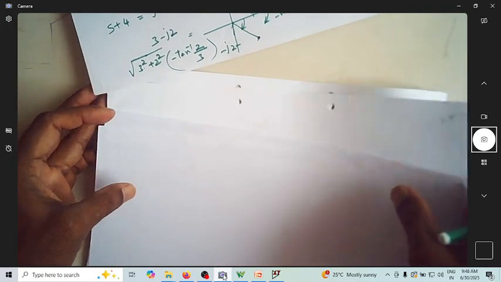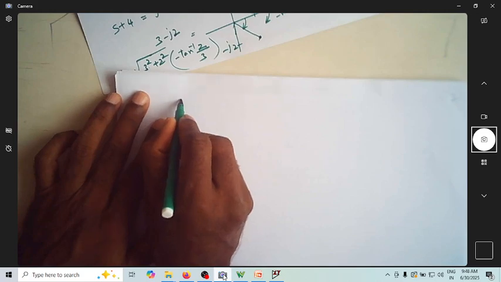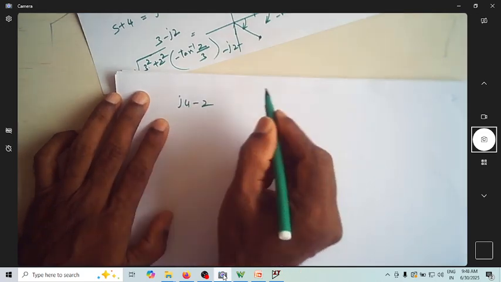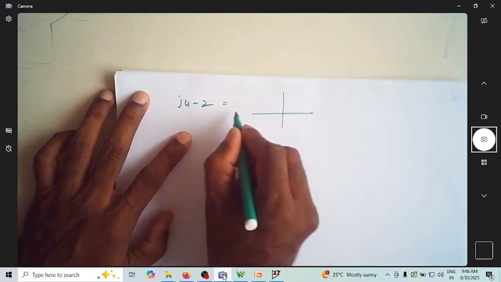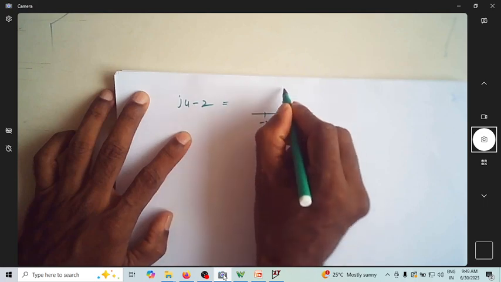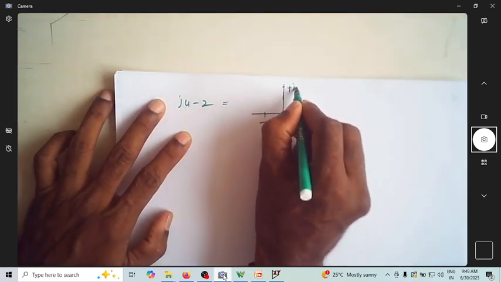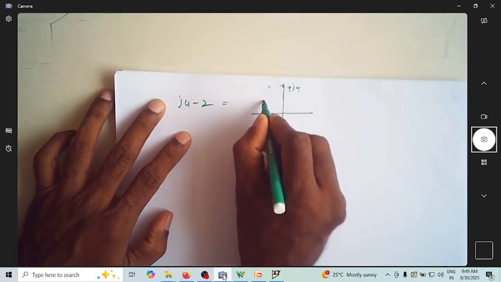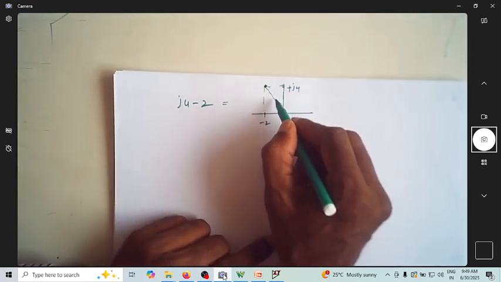Suppose you have a term like j4 minus 2. Then the real value is negative, and the imaginary value is actually plus j4. The intersection of these is somewhere here. Now I want to know the magnitude. So what is this magnitude?